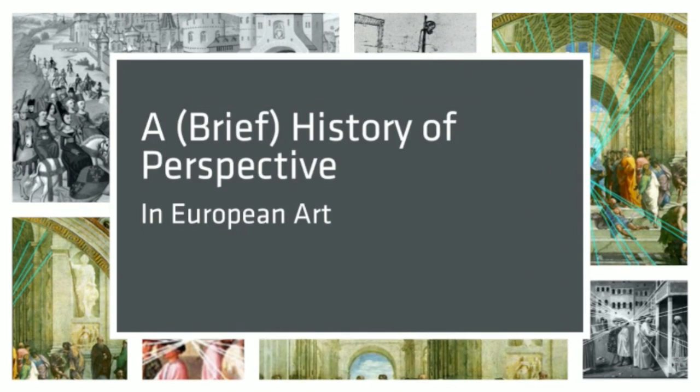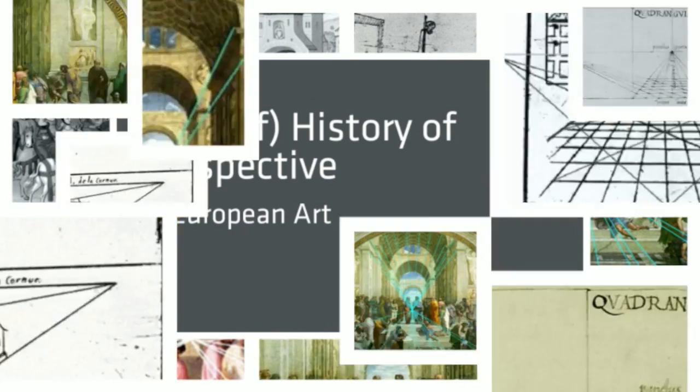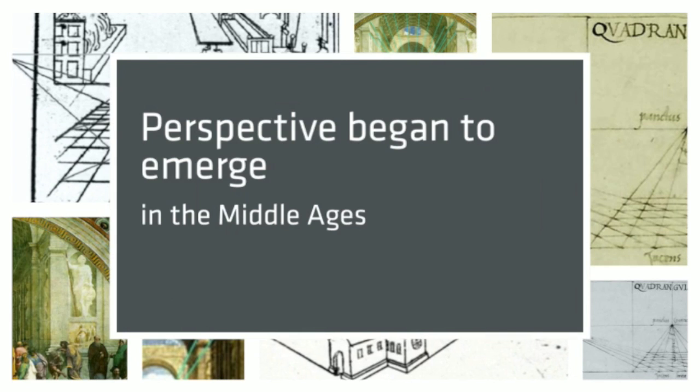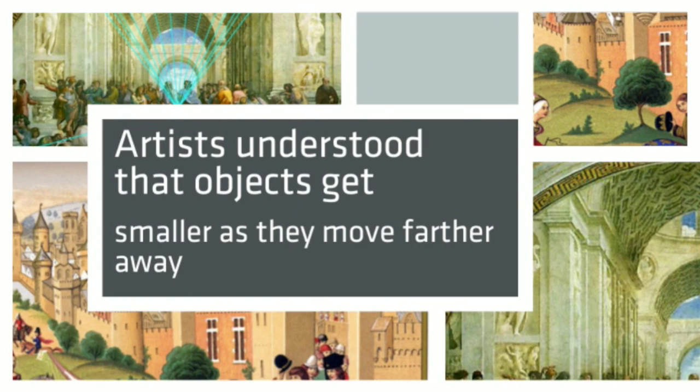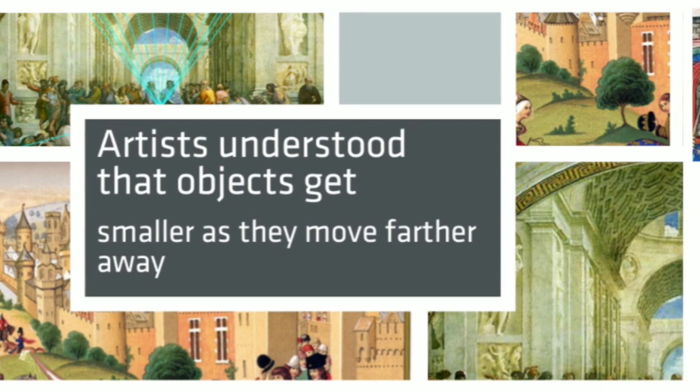Welcome to a brief history of perspective in European art. Contrary to common belief, elements of perspective were present in medieval art. Many artists understood that objects get smaller as they move away, and the same objects get larger as they approach the viewer.